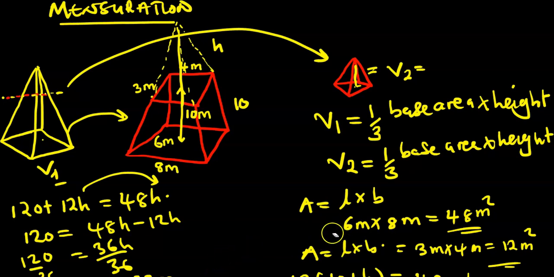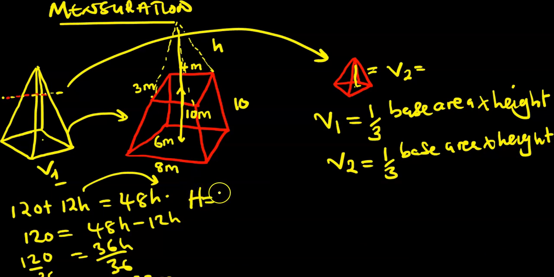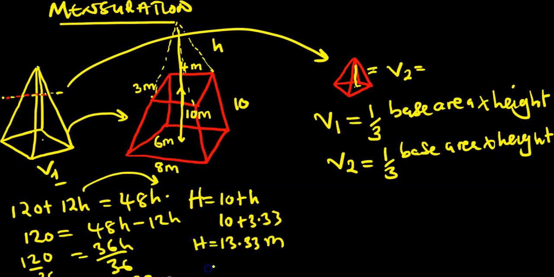Okay, so having found the small h, now we can add the small h to the big H to give us the complete h. Since we said the big height is 10 plus h, so what is 10 plus 3.33? This one is going to give us 13.33 as our big h. So this one is our big h. Then what is our small h? Our small h is 3.33 meter. Okay.